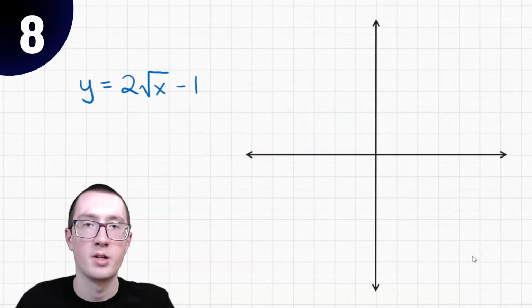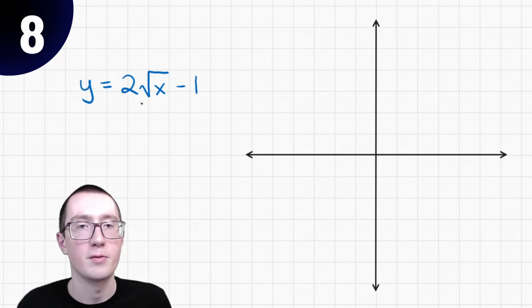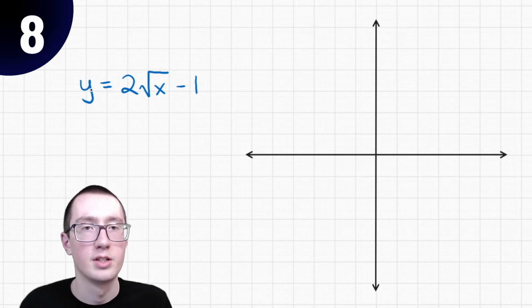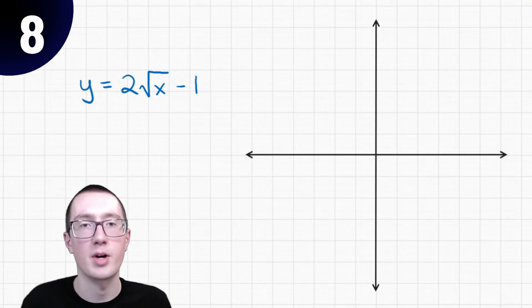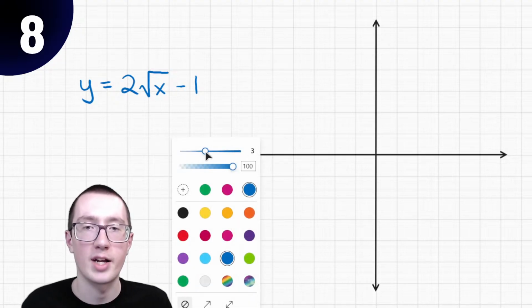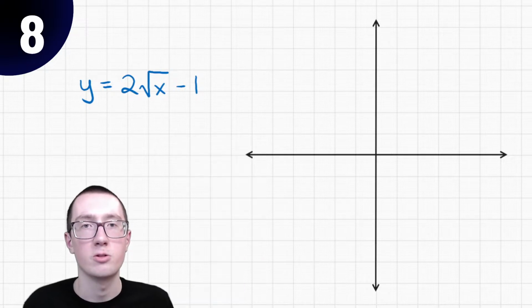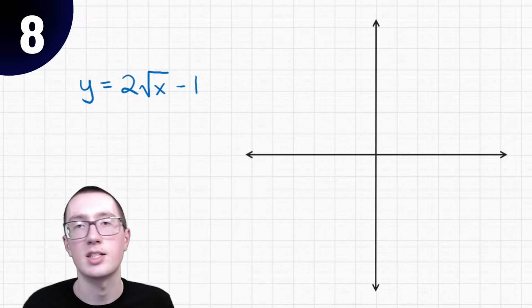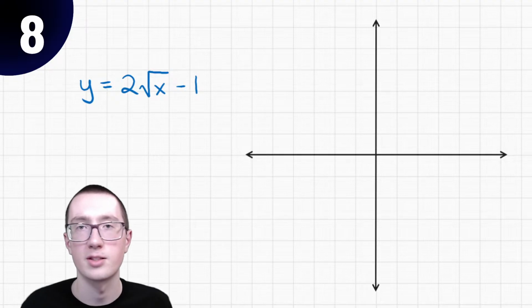Okay, so this is question 8, and for this one, we need to graph this equation. There's two steps to this. We need to graph this equation, and we need to find the domain and range of the equation. So how are we going to do that? First, let's go ahead and graph this, because domain and range is easier to do once you've graphed it already. It's a lot easier to see what we're doing.